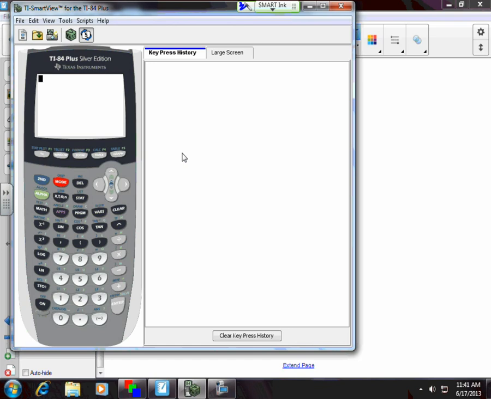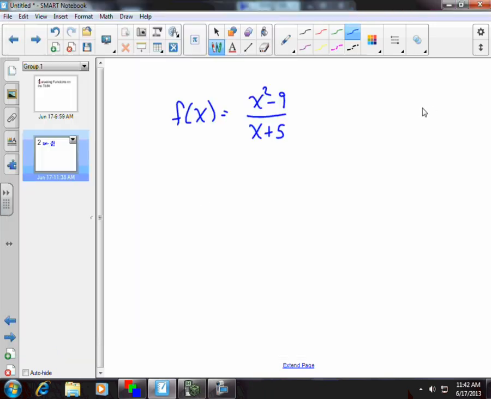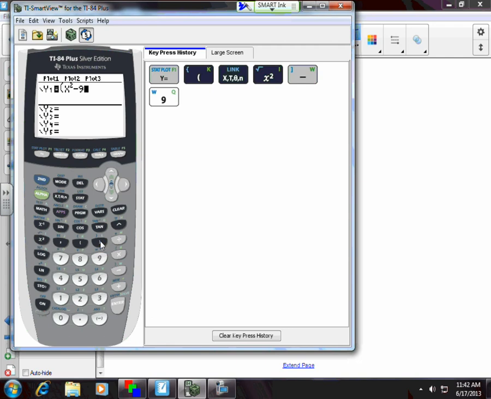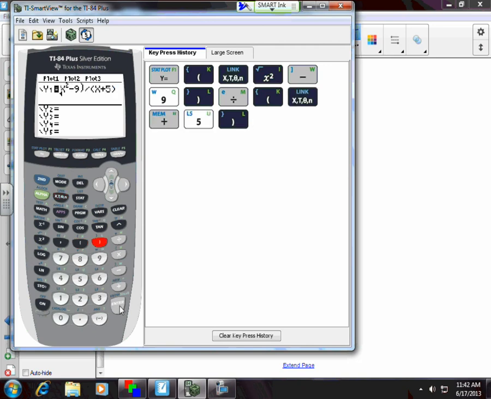Okay, so the first thing you want to do is enter this function. And we do that just like we did if we wanted to graph this function, using the y equals button. So let's put our function in. It is a rational function. X squared minus 9 is in the numerator, so we'll have to be careful with our parentheses. So parentheses x squared minus 9, close our parentheses, and then we are dividing by the quantity x plus 5, so don't forget your parentheses, x plus 5, and close the parentheses, enter.